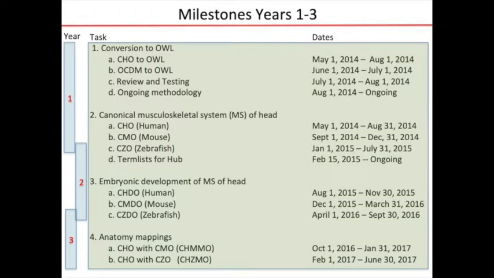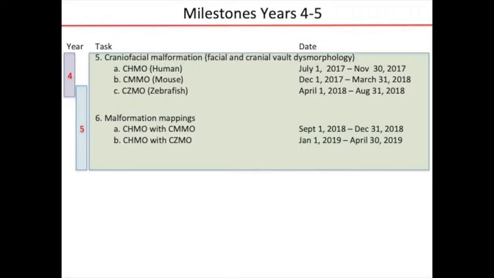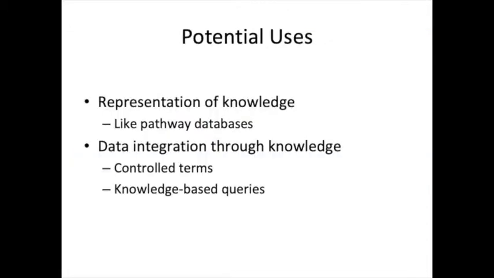These sub-ontologies were delivered as our milestones over the 5 years of this grant. In the first year, we did some technical development, and then worked on the musculoskeletal system of the head for all 3 species. Then in year 2, the embryonic development of the head. Starting in year 3, the mappings, and then year 4, craniofacial malformations for human, mouse, and zebrafish. We've just recently finished malformation mappings for human to mouse and human to zebrafish, which was our last deliverable. These have been delivered as OWL files. OWL is the representation language for the semantic web.